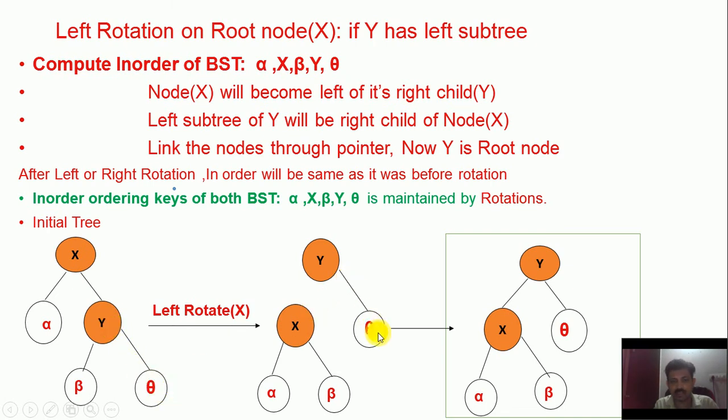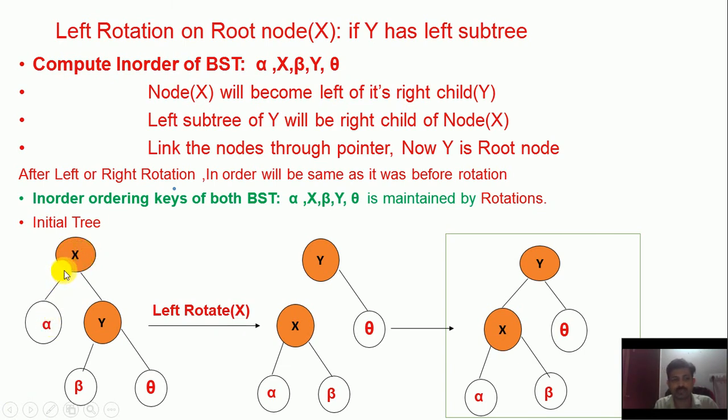Because the beta value will be less than theta, we will make y the parent, the root node of x. In this way we can perform left rotation on this tree for node x.